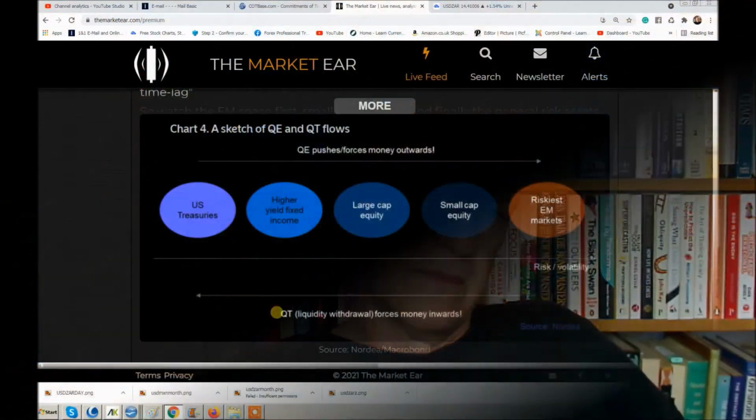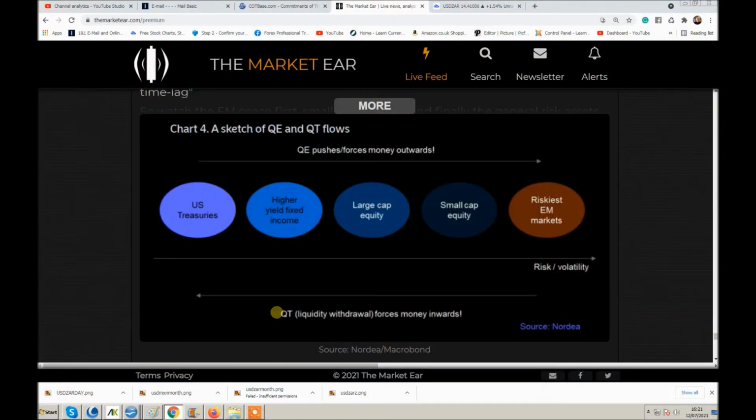Right, just before we go to the charts, I just want to show you this very simple picture. In terms of the ZAR, the South African Rand, it is an emerging market currency and it has been very strong in recent months. One of the reasons why, you've probably seen it in the media, is due to central banks printing money, doing stimulus. So this simple sketch shows how stimulus kind of works.